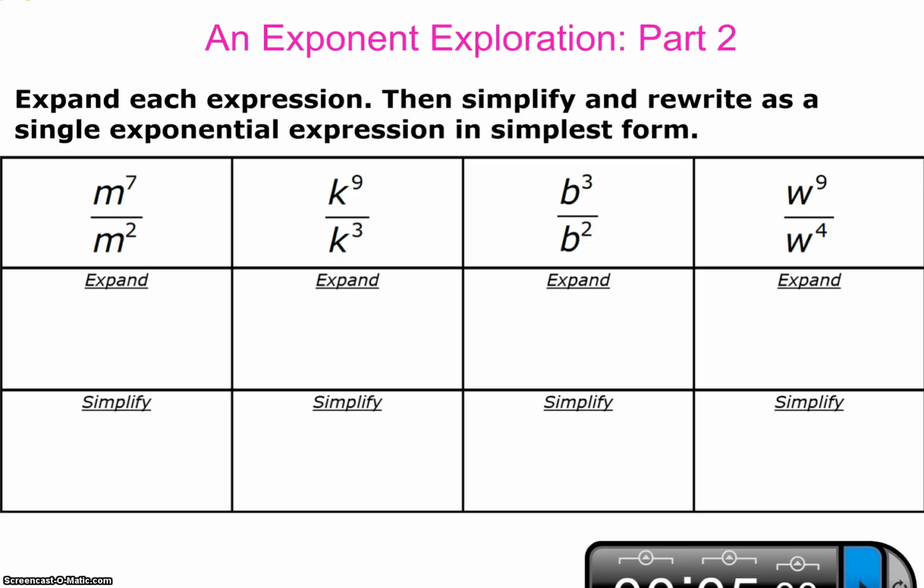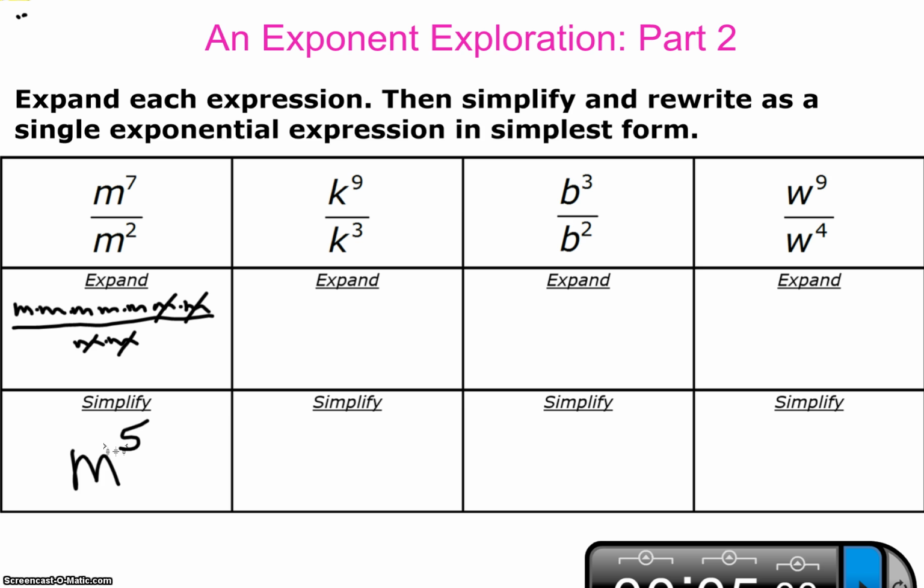Expand each expression, then simplify and rewrite as a single exponential expression. So, it's going to look like this. M, 1, 2, 3, 4, 5, 6, M. And you know they're being multiplied. I always go back and put my multiplication after. Divided by M. What do we know about dividing when you have the same number on top and the bottom? We know that they cancel, so that M cancels that M. This M cancels this M. So what are we left with? 1, 2, 3, 4, 5. M to the 5th power.